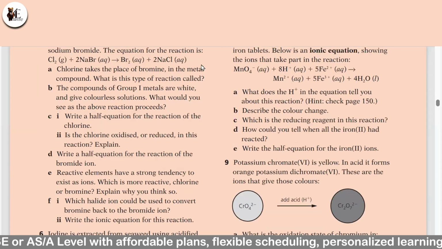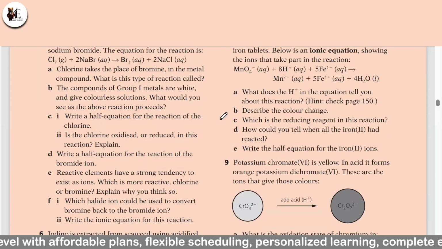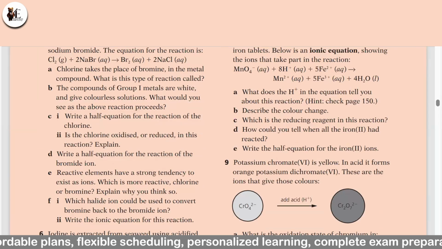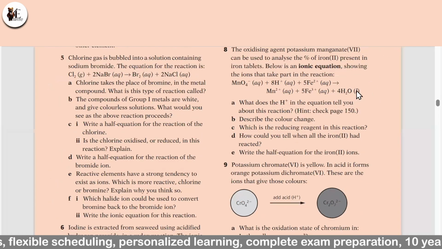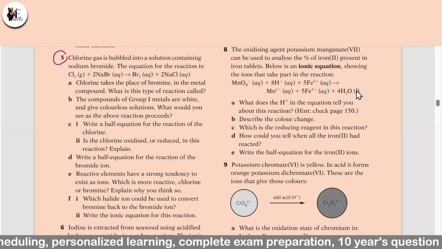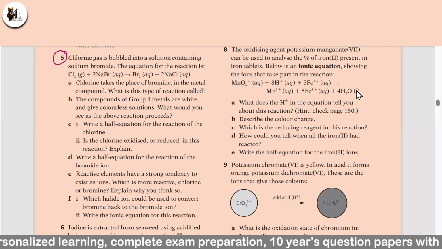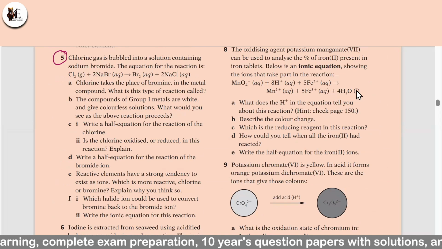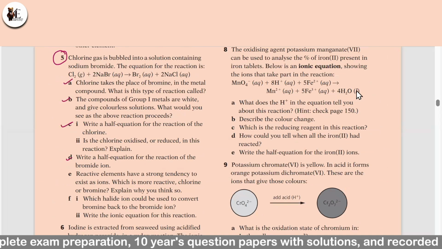Now solve question number 5. Chlorine gas is bubbled into a solution containing sodium bromide. The reaction is given to you. So you have to answer all these questions, whatever they are asking. So please try it.